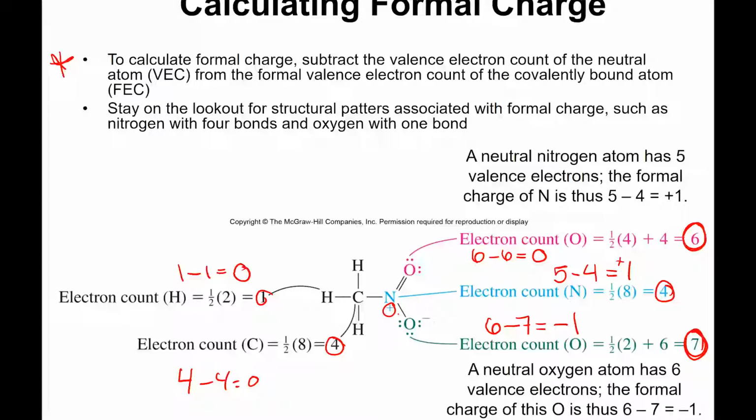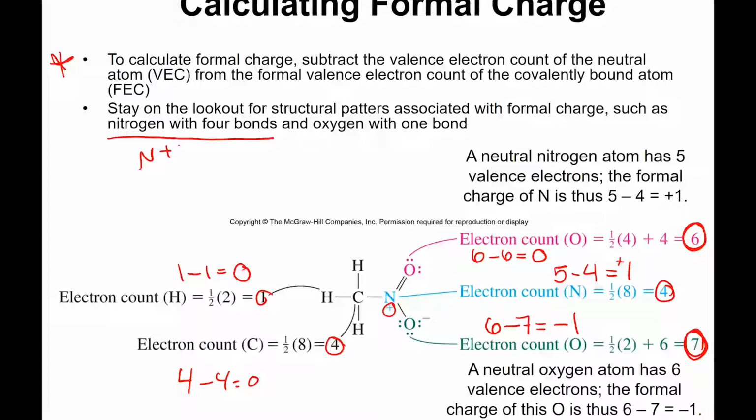So nitrogen usually likes to make 3 bonds. And in this case, it's making 4 bonds. So a nitrogen with 4 bonds almost always has a positive formal charge.